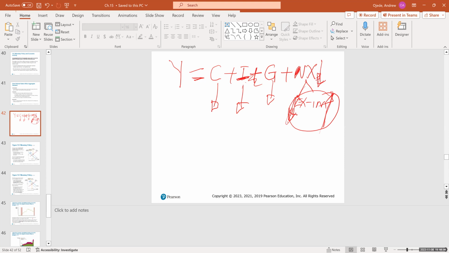So all these are components of what? Of GDP. So GDP will fall. So that is how monetary policy affects economic activity.